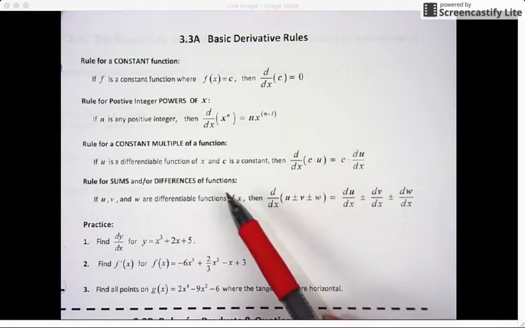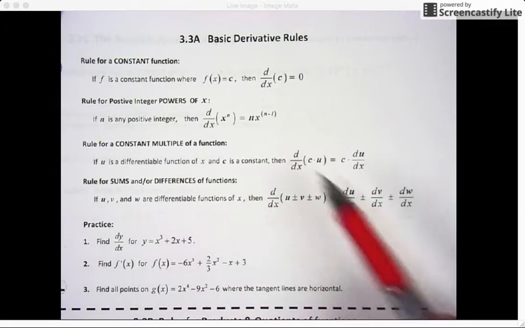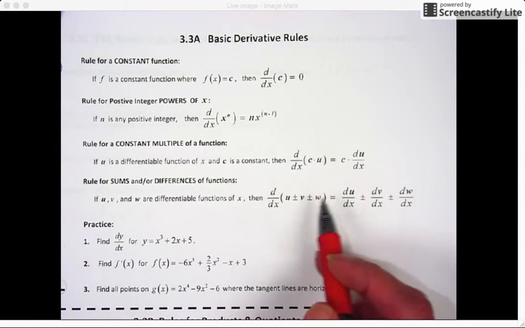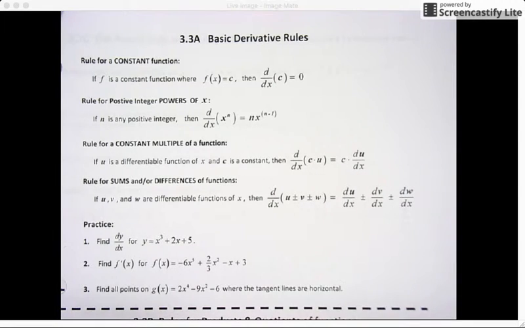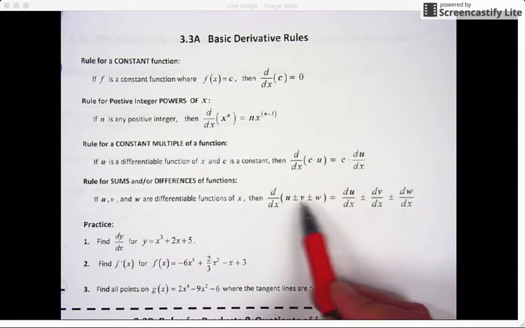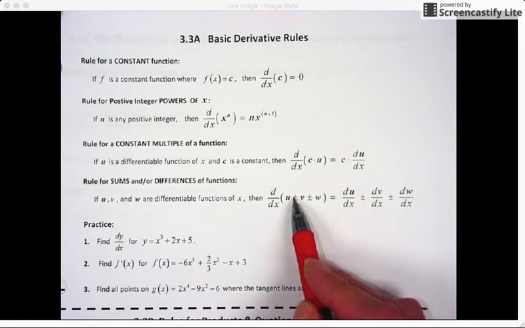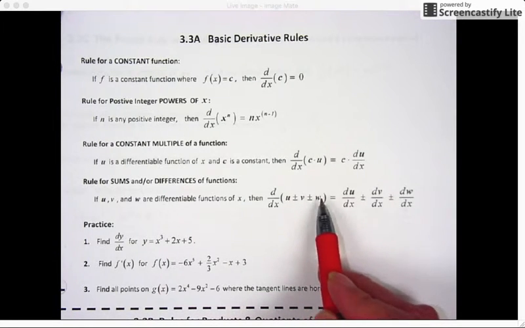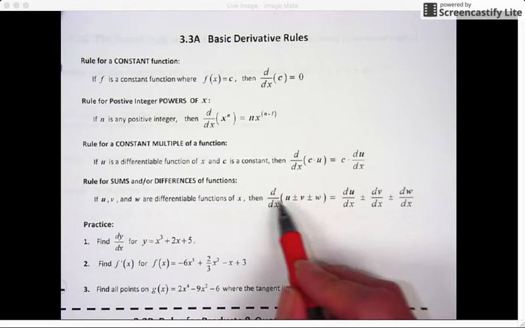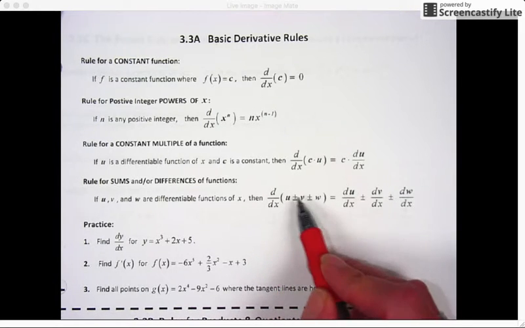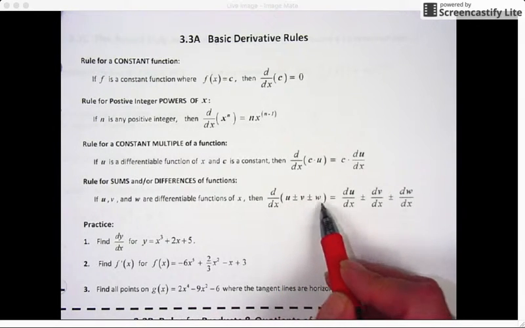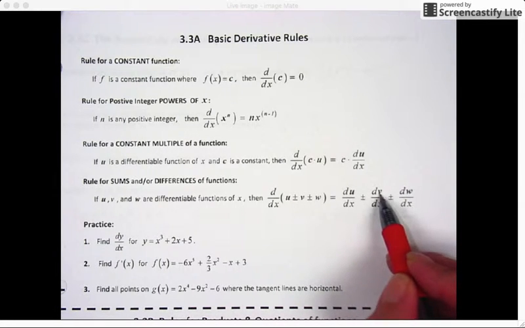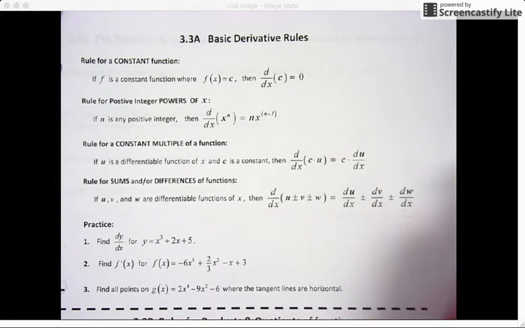The next one says sums and differences. So again, this notation is saying if you have, let's say, a polynomial with multiple terms, or any kind of function that has multiple terms that are separated by pluses and minuses, you are just going to take the derivative of each individual term. And so this is saying if you have the derivative of u plus or minus v plus or minus w, then you're going to take the derivative of the u function, the derivative of the v function, and then the derivative of the w function.